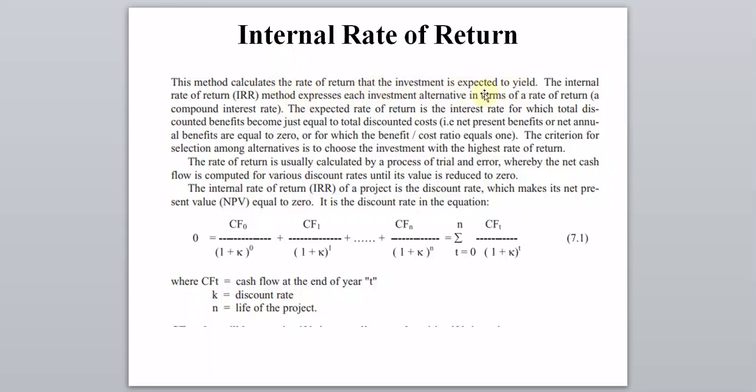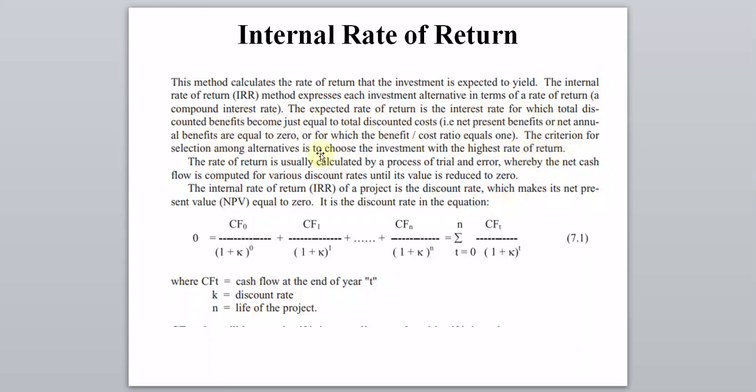This method expresses each investment alternative in terms of a rate of return, that is, a compound interest rate. The expected rate of return is the interest rate for which total discounted benefits become just equal to the discounted cost. Which means that net present benefits or net annual benefits are equal to 0, or the benefit-cost ratio equals 1. We are going to see how it works in the example.